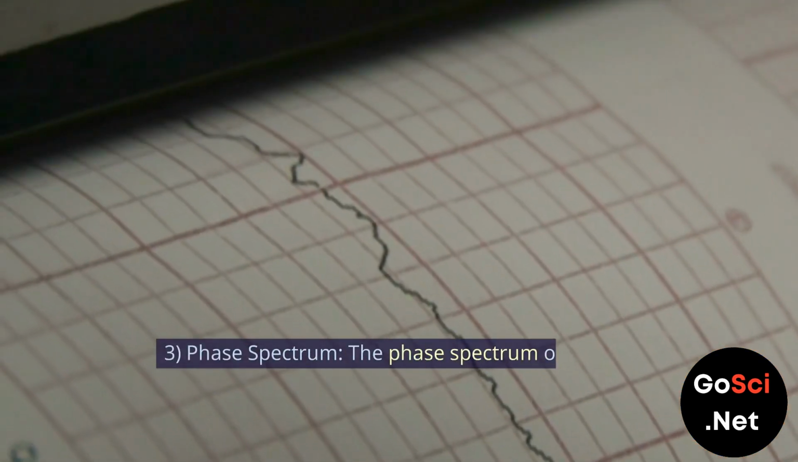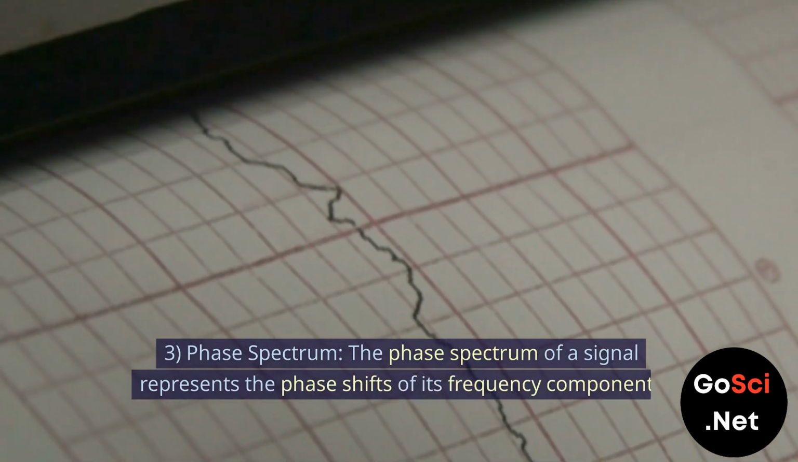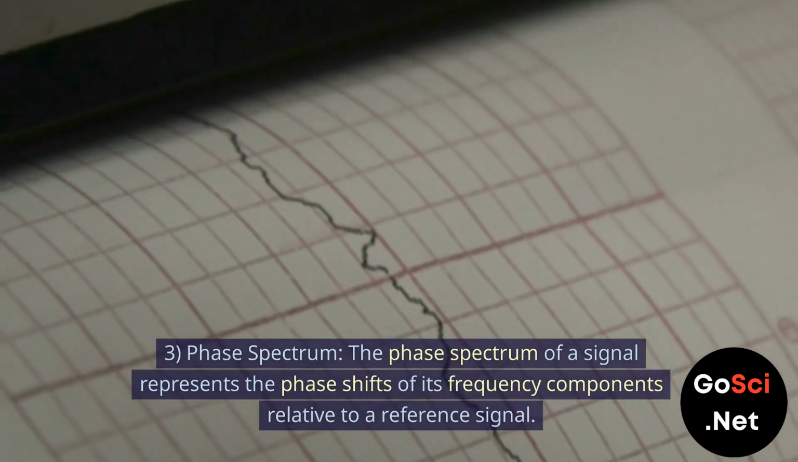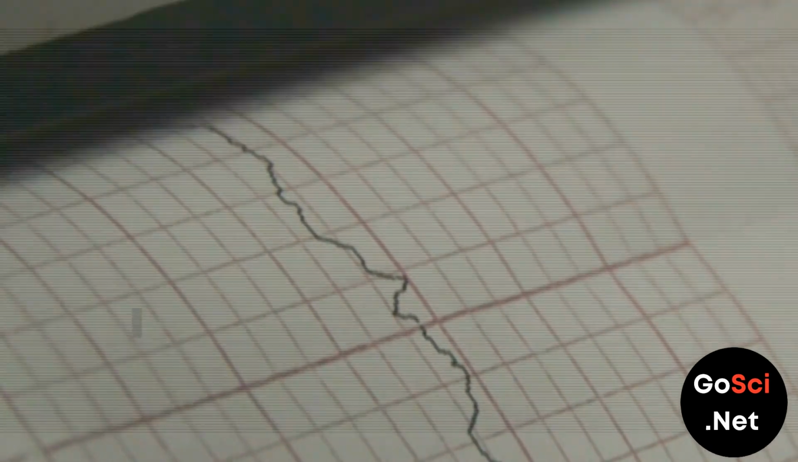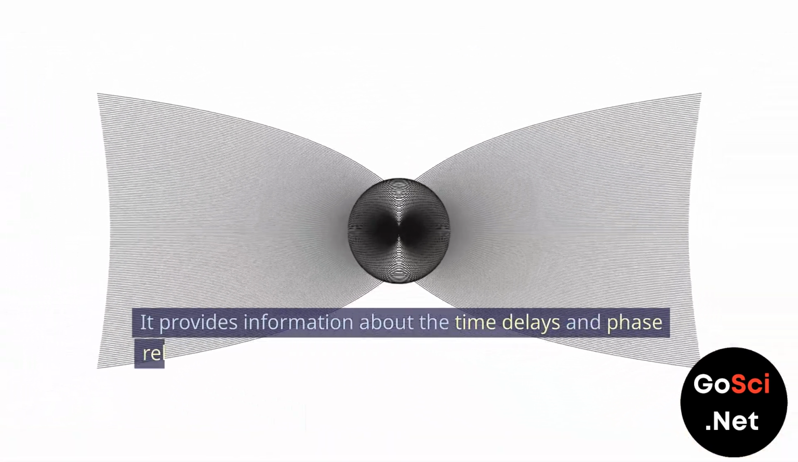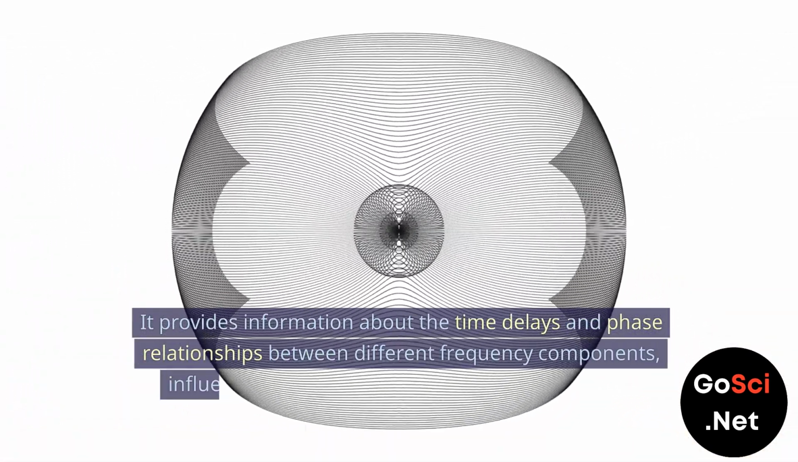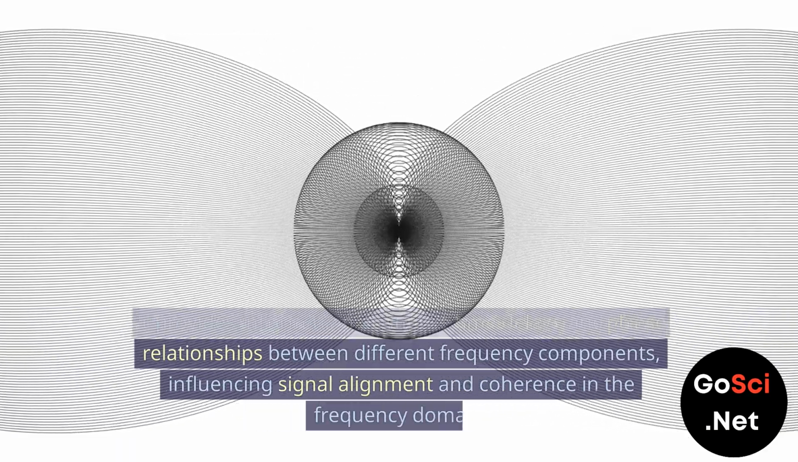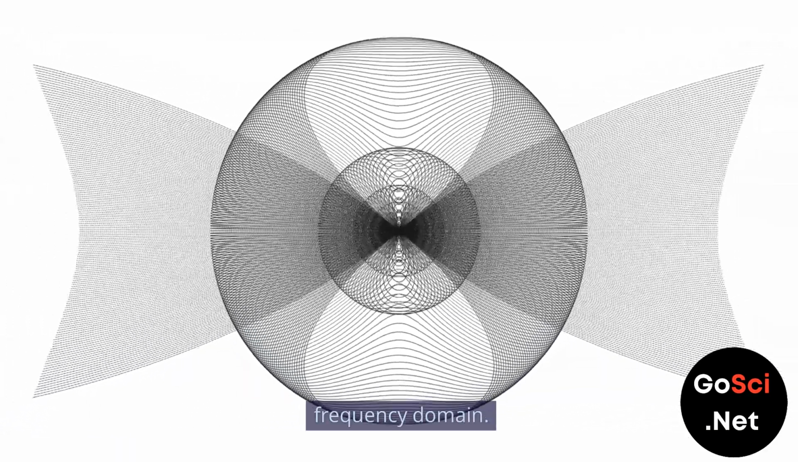3. Phase spectrum. The phase spectrum of a signal represents the phase shifts of its frequency components relative to a reference signal. It provides information about the time delays and phase relationships between different frequency components, influencing signal alignment and coherence in the frequency domain.